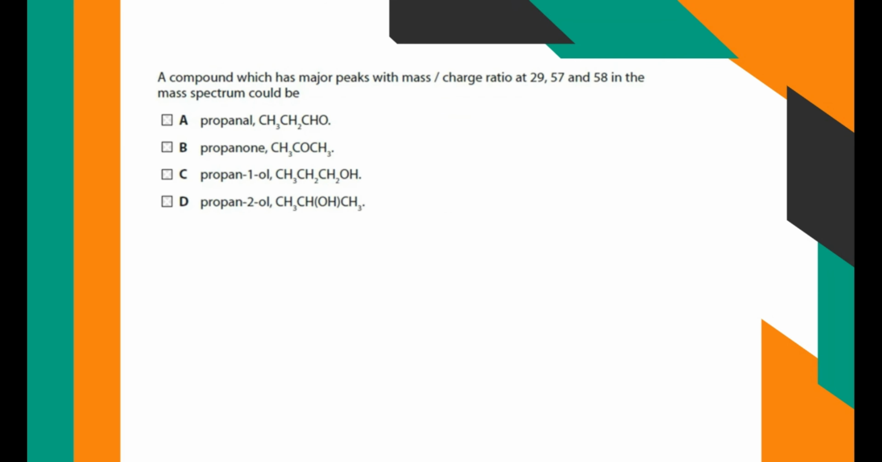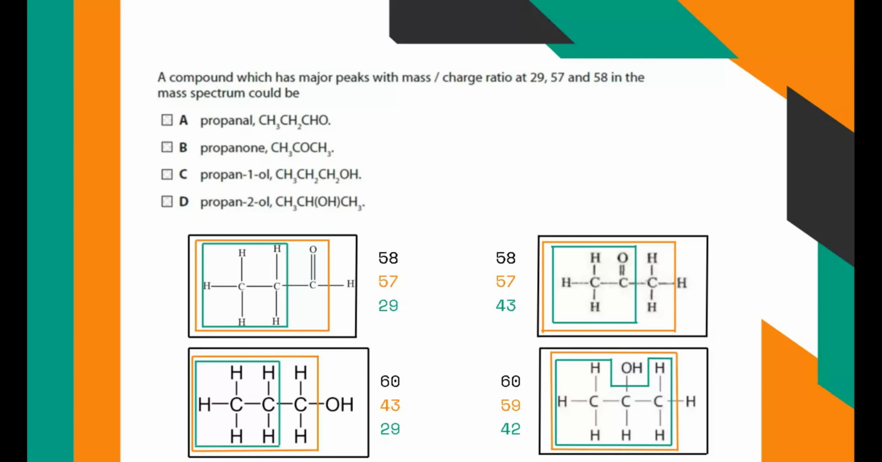A compound which has major peaks with mass to charge at 29, 57 and 58 in the mass spectrum could be A. propanal, B. propanone, C. propan-1-ol, D. propan-2-ol. So first we have to draw out all of these formulas in their displayed form and label out their fragments. As you can see, I've drawn the displayed formula of propanal, propanone, propan-1-ol and propan-2-ol and have labeled the fragments. The only molecule that gives peaks at 29, 57 and 58 is propanal. So our answer is A.